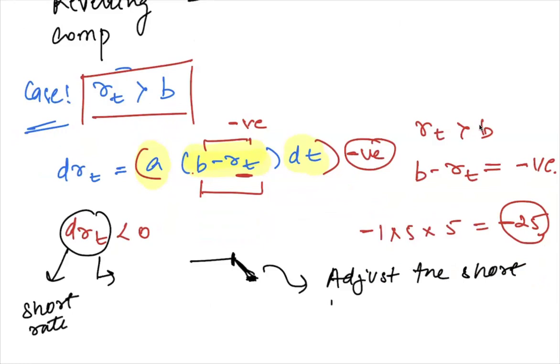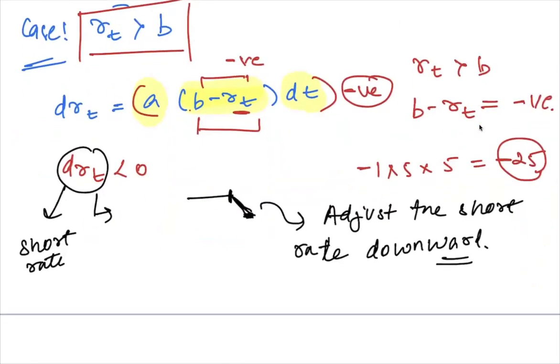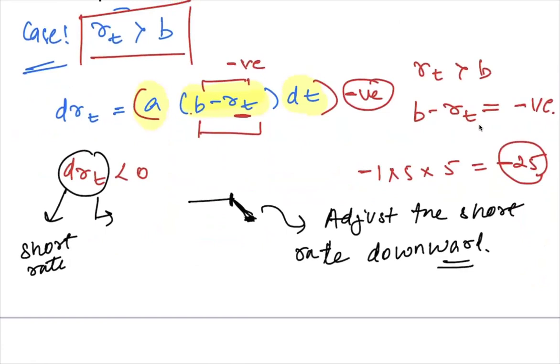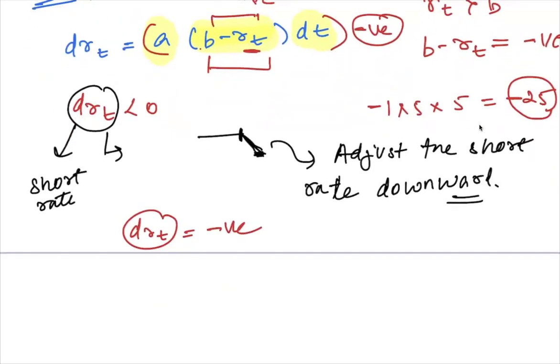Adjust the short rate downwards. Okay? Did you all understand what happened? So basically what I'm saying is, if RT is greater than B, dRT will be negative. What is dRT? dRT is nothing but the change in interest rates, right?